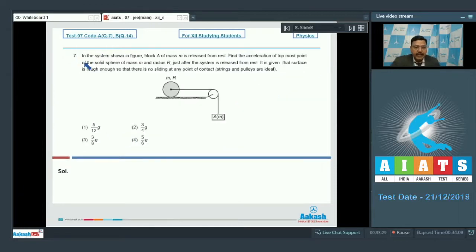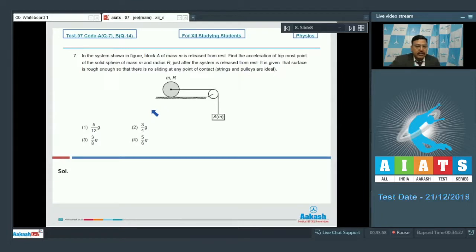Question 7 says, in the system shown in figure, block A of mass m is released from rest. Find the acceleration of topmost point of the solid sphere of mass m and radius r just after the system is released from rest. It is given that surface is rough enough so that there is no sliding at any point of contact. Strings and pulleys are ideal.